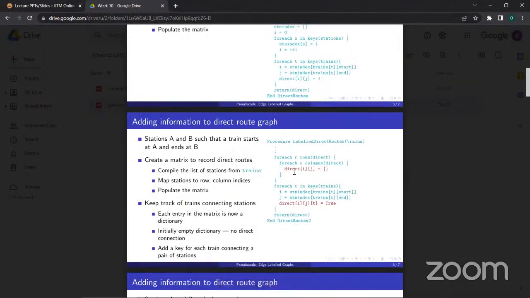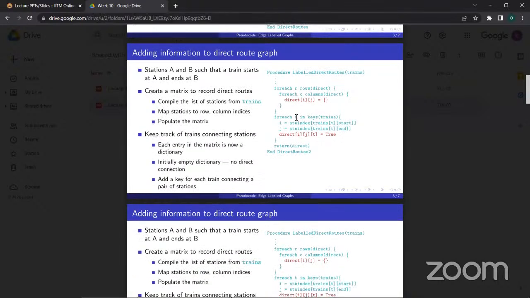Direct is a matrix, right? Yes, sir. We are finding whether there is a direct train between stations I, J or not. If that is the case, then T is a train, and then we have the stations and the trains with start and end. Then T is true. Okay, got it. So we can even map distance also for these particular stations, right? The concept can be broadened, right?